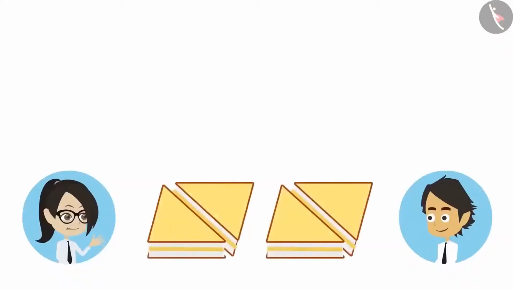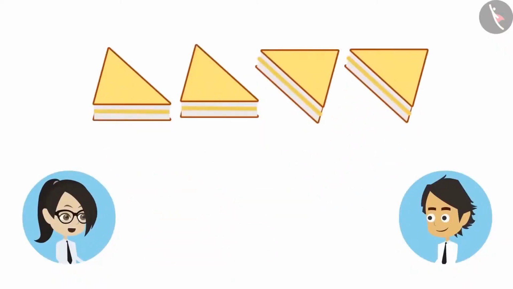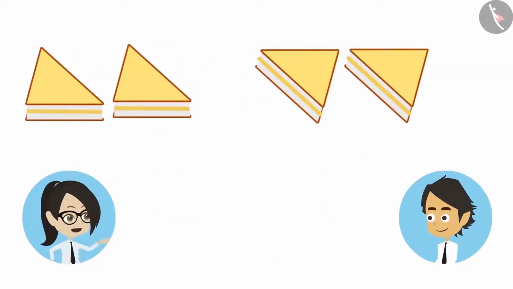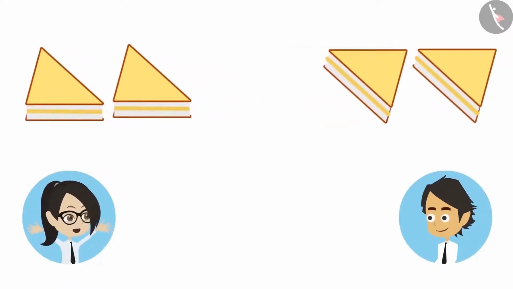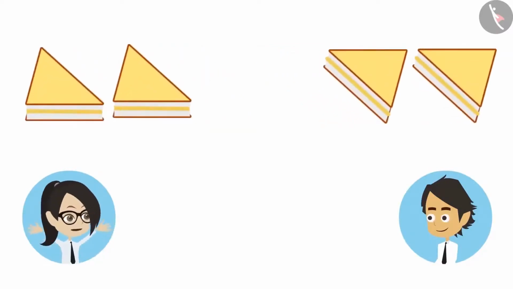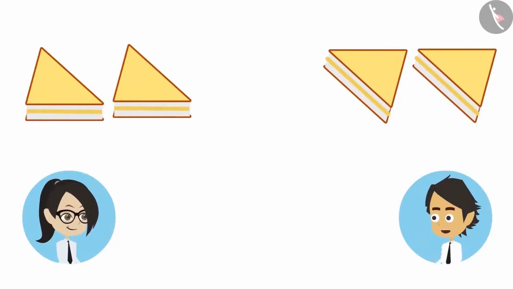Yes, like I have four sandwiches. If we divide four sandwiches into two equal parts, then one part will have two sandwiches. I will keep one part for myself and the other part I will share with you. Now look, I have two sandwiches and you too have two sandwiches. Yes, now I have half of your sandwich.